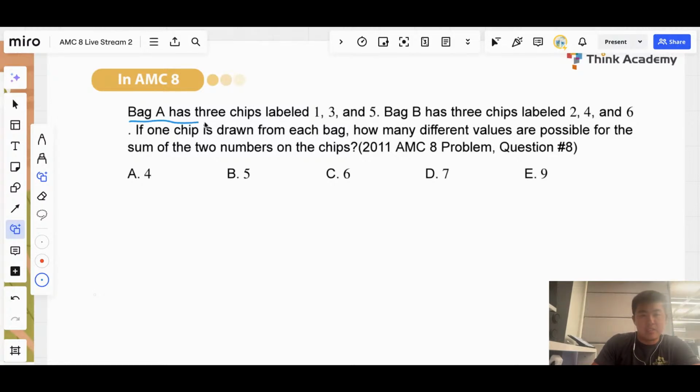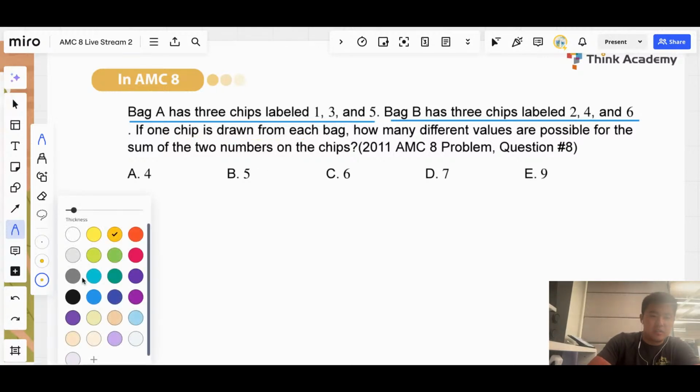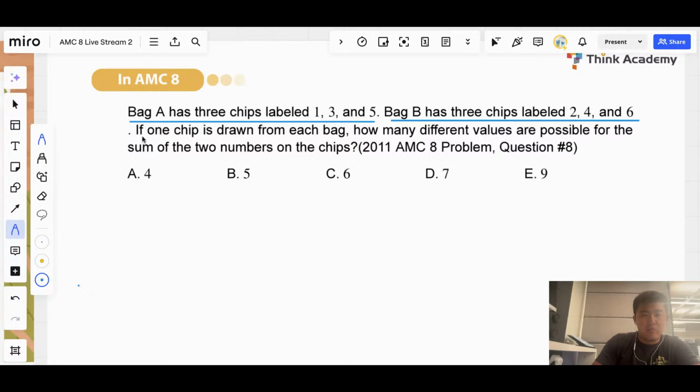Bag A has 3 chips labeled 1, 3, and 5. And there's a second bag called bag B that has 3 chips labeled 2, 4, and 6. Okay, very cool. So if one chip is drawn from each bag, notice you cannot directly draw 2 chips from one bag. It must be one from bag A, one from bag B.